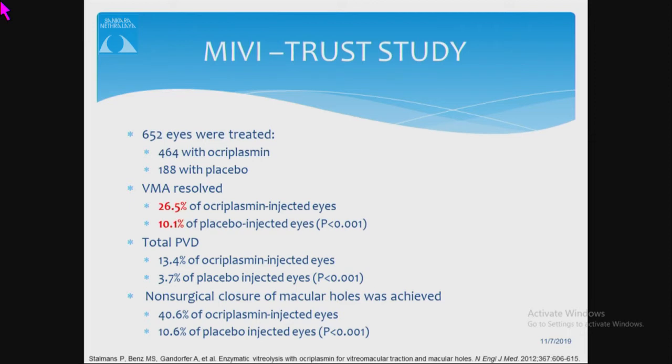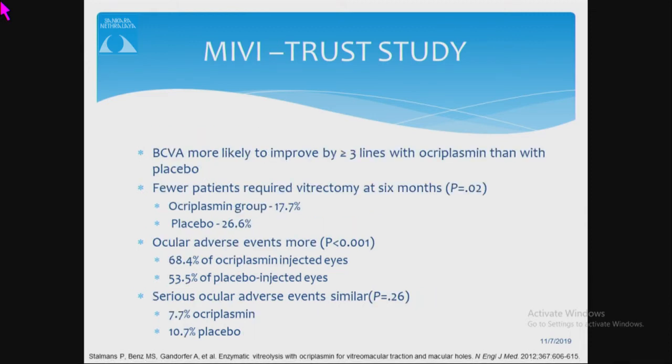The study involved a total of 652 eyes, with 464 eyes treated with ocriplasmin and 188 with placebo. The vitreomacular adhesion resolved in around 26.5% of the ocriplasmin-treated eyes as compared to 10% of the placebo. The incidence of total PVD and non-surgical closure of macular holes was also higher in the eyes treated with ocriplasmin. Visual acuity was more likely to improve by more than 3 lines with ocriplasmin than with placebo. Fewer patients had to undergo vitrectomy at the end of 6 months. Although the ocular adverse effect profile of ocriplasmin was higher than placebo, the serious ocular adverse profile was almost similar.